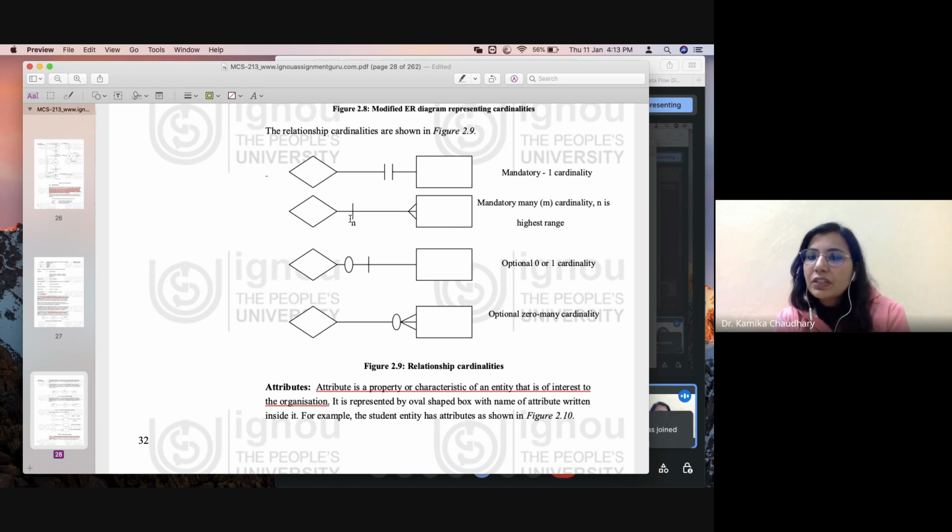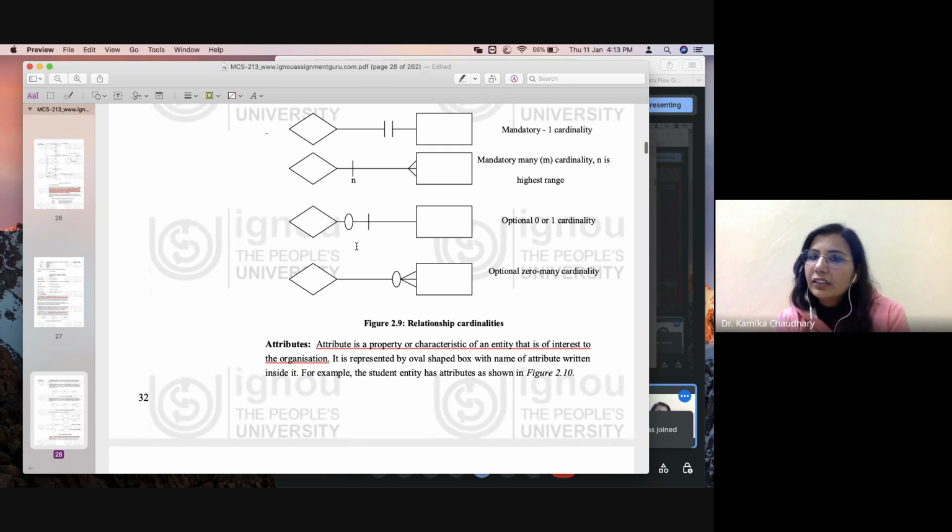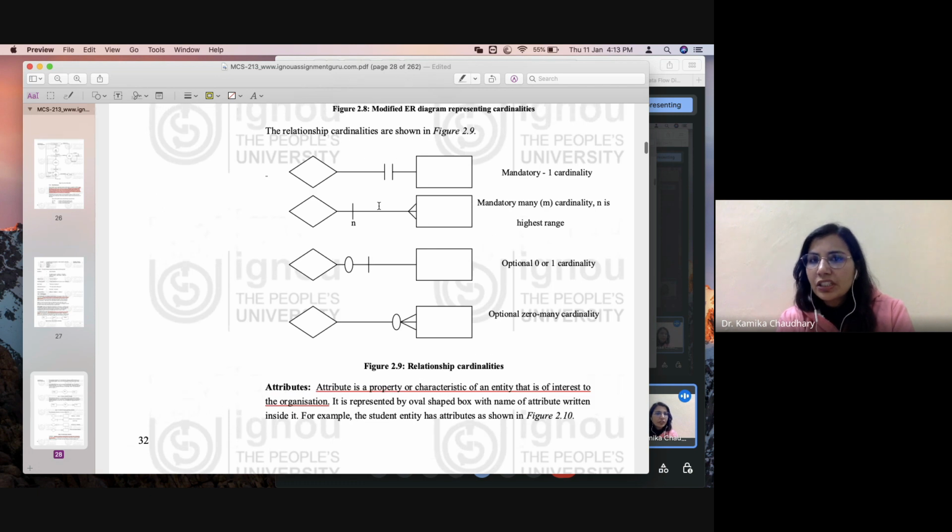This relationship is one-to-N. When zero or one cardinality is there, it is represented by this. When optional zero or many cardinality is there, meaning either there is no relationship, or a relationship of one, or a relationship of many, then it is represented by this. It's just the symbolic representation that you all must know.